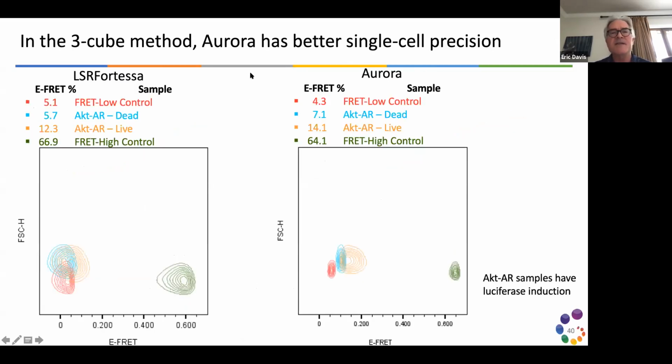So it gives similar results, but in fact, better results because there's more precision at the single cell level. On the left is a display of the single cell efficiency values with the conventional cytometer, and on the right is with the Aurora. We have dead reporter, live reporter, low FRET control, high FRET control, and you can see that there's much less spread of values measured with the Aurora.